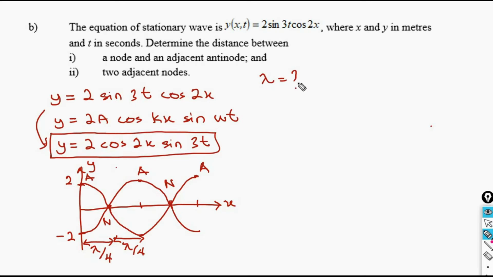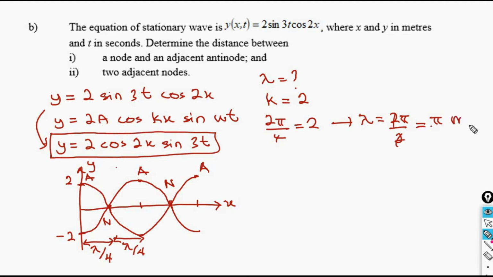From this formula, we can get lambda. Lambda you can get from k, the value of k. K equals to 2. But the formula of k is 2 pi over lambda, which equals 2. So lambda equals 2 pi over 2, so you get lambda equals pi. The unit is in meters.